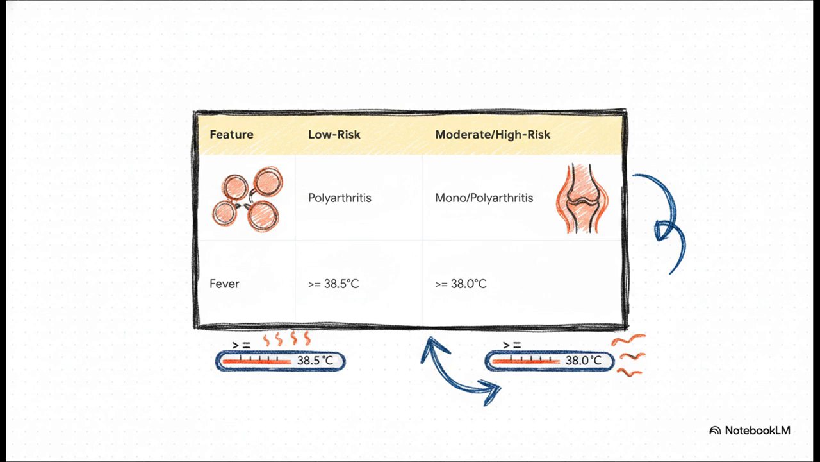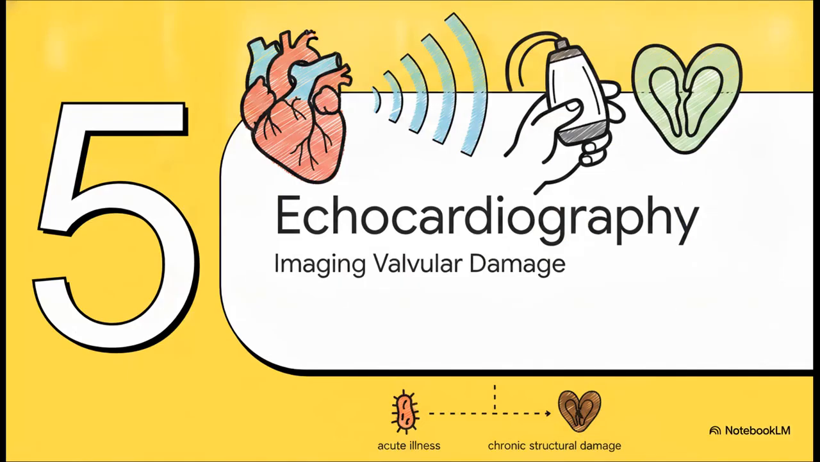We see the exact same logic applied to the minor criteria for fever. For low-risk groups, the threshold is greater than or equal to 38.5 degrees Celsius, but it drops to 38.0 degrees for higher-risk groups. The whole goal here is to make sure we do not underdiagnose this disease in areas where it's already highly prevalent.